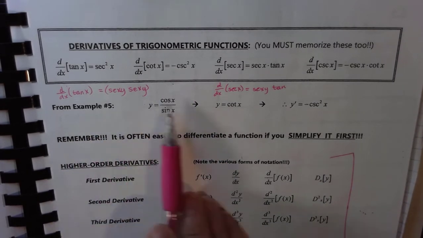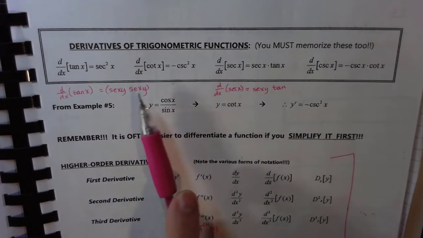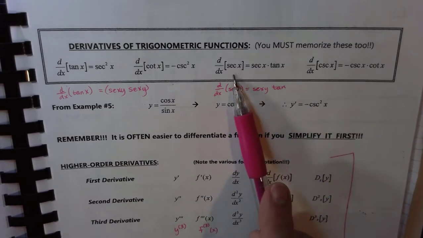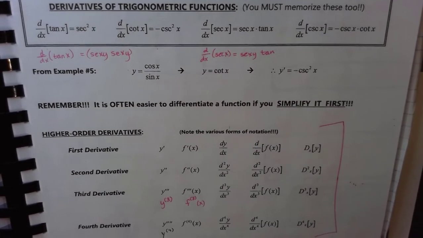I have some little memory techniques here. The derivative of tangent is secant squared. I'll call it sexy, sexy. The derivative of secant is sexy tan, just a stupid little memory device.